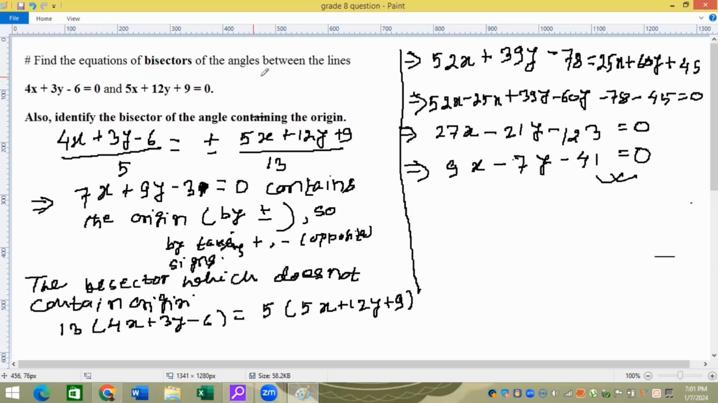Find the equations of bisectors of the angle between the lines this and this. So we have one equation as this and another equation as this, and then it says that also identify the bisector of the angle containing the origin. Means we have already tested that 7x plus 9y minus 3 is the equation of the bisector that contains the origin. That means the other line, by taking both signs same, that is positive positive, we have 9x minus 7y minus 41, and this is the other line of the bisector which doesn't contain the origin.